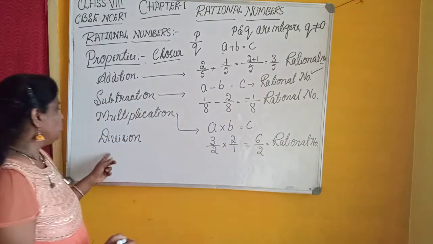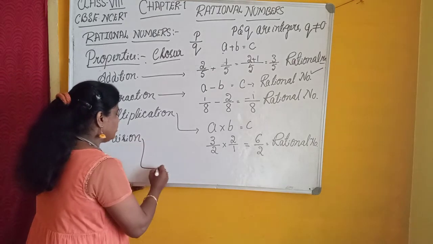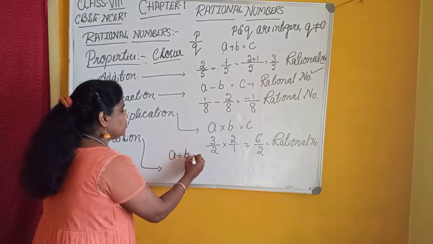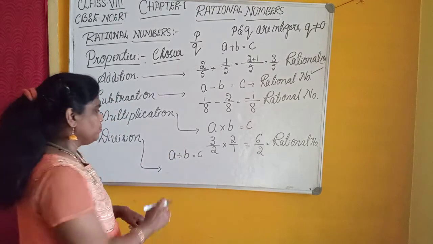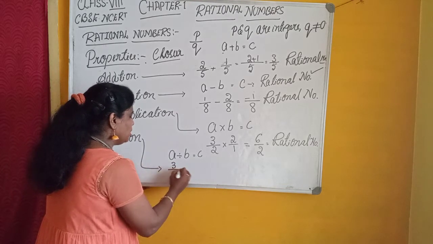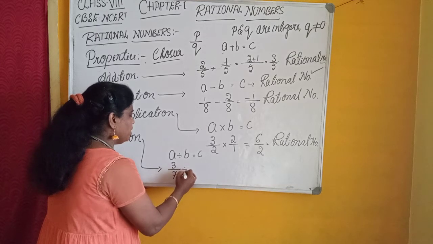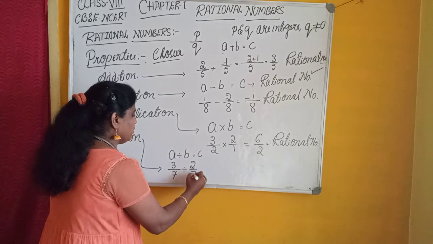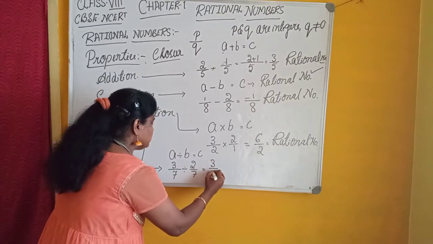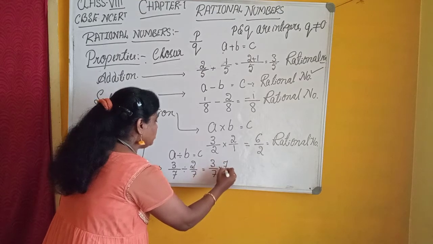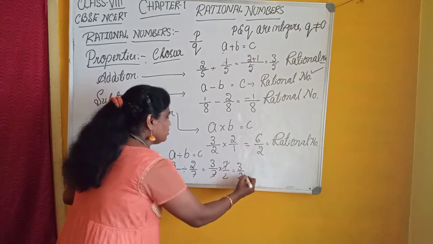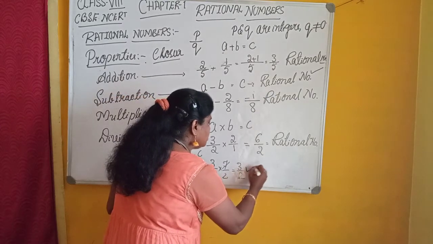Now let us check for division of the rational numbers. Here for division, A divided by B is equal to C. Let us check for this. Here consider any rational number, that is 3 by 7 divided by 2 by 7. Simplify this. That is equal to 3 by 7 into 7 by 2. Here we got 3 by 2. 3 by 2 is also a rational number.